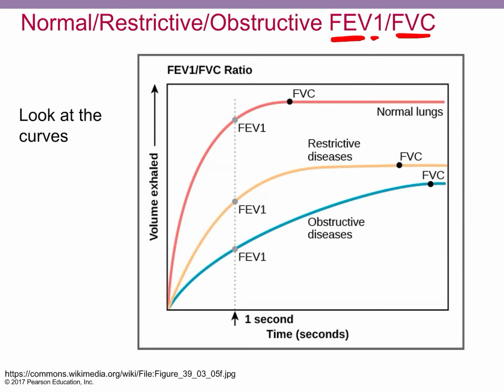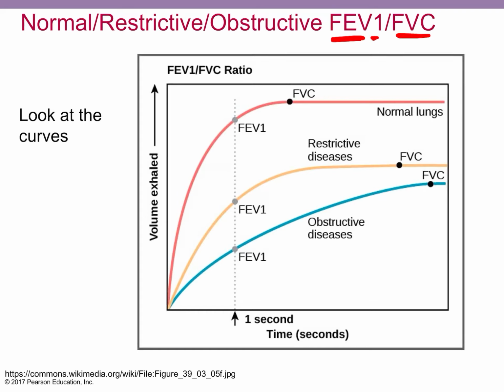And so if you have a low forced vital capacity, it indicates restrictive pulmonary disease, because restriction means that you can't expand the lungs enough to get a lot of volume. So a low forced vital capacity could mean restrictive pulmonary disease.